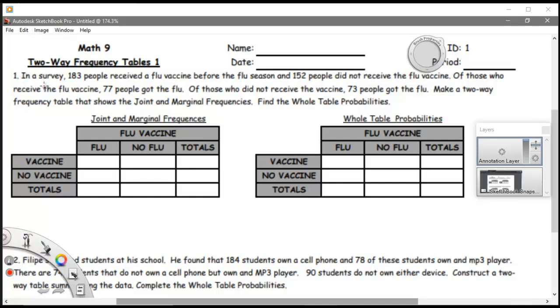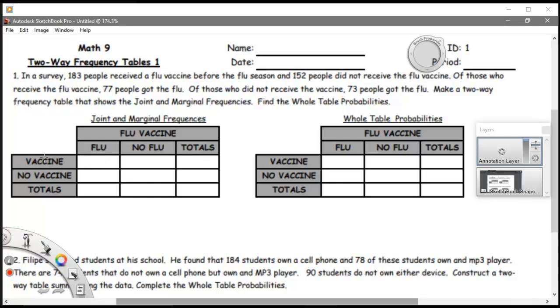In this problem, it says in a survey, 183 people received a flu vaccine before the flu season, and 152 people did not receive the flu vaccine. Of those who received the flu vaccine, 77 people got the flu, and of those who did not receive the vaccine, 73 people got the flu. Make a two-way frequency table that shows the joint and marginal frequencies and find the whole table of probabilities.